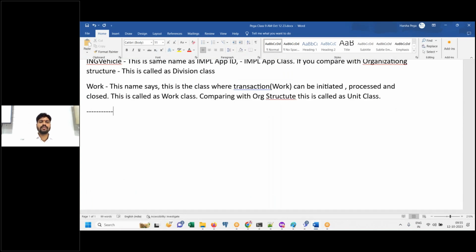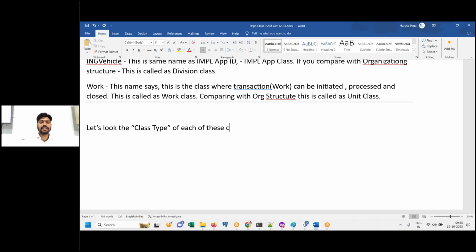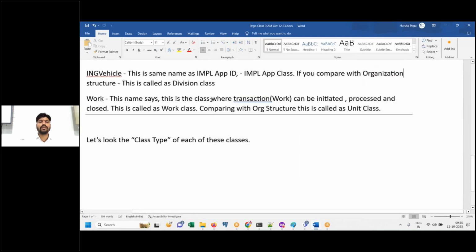So let's proceed now. Let's look at the class type of each of these classes. Where will it be available, tell me? If I want to see that, where should I go? If I want to see the definition of a class, I want to know the details of the class. Definition means where? Class definition. You have to go to definition.